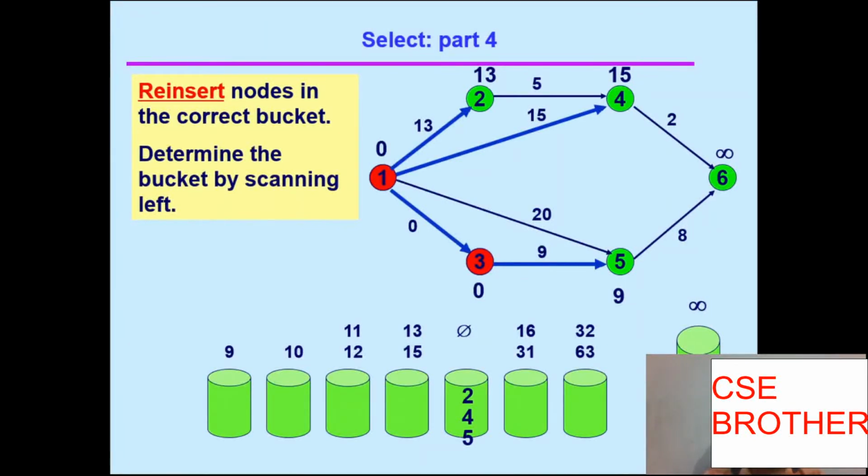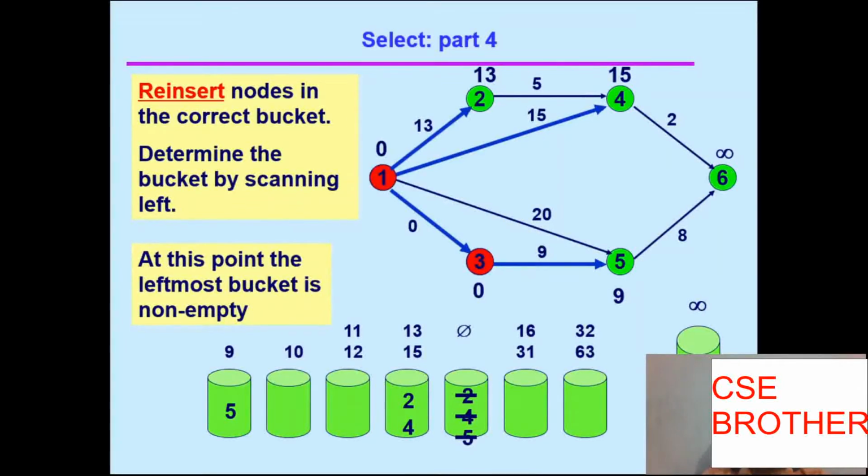So we have to scan the bucket from left. So 2 will be moved to the fourth bucket ranging from 13 to 15. 4 will be moved from the bucket and it will be moved to the bucket ranging from 13 to 15. And fifth will be in the ninth bucket, range 9 bucket.